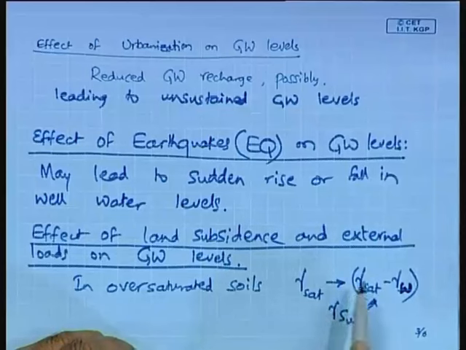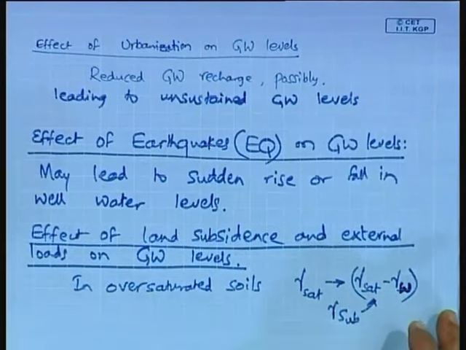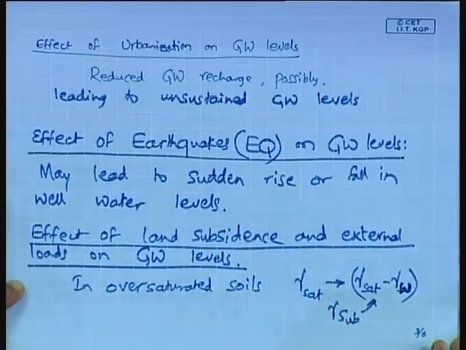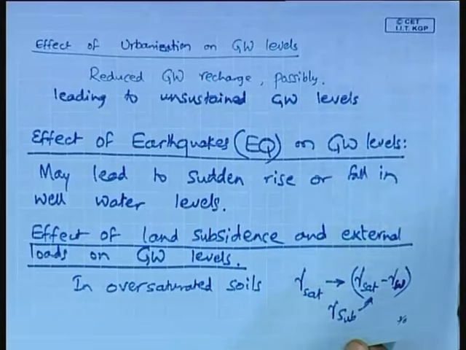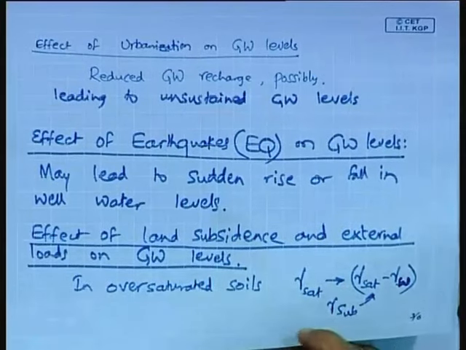The fall in strength is many times so significant that there will be land subsidence, and a landslide may be an example of that. Because of that, the groundwater level fluctuates. So these are some of the impacts of earthquakes, external loads as well as land subsidence. This is how the groundwater level fluctuates, practically, due to various causes.